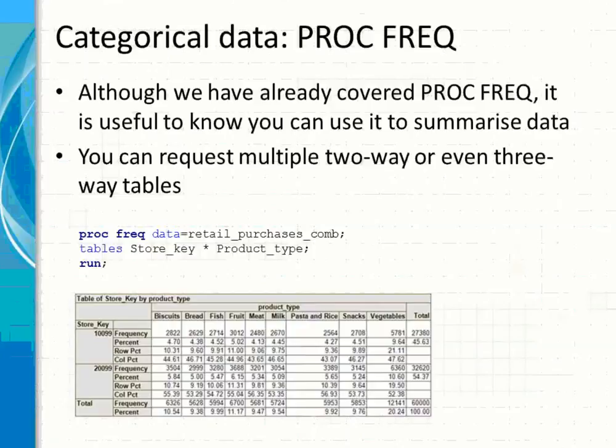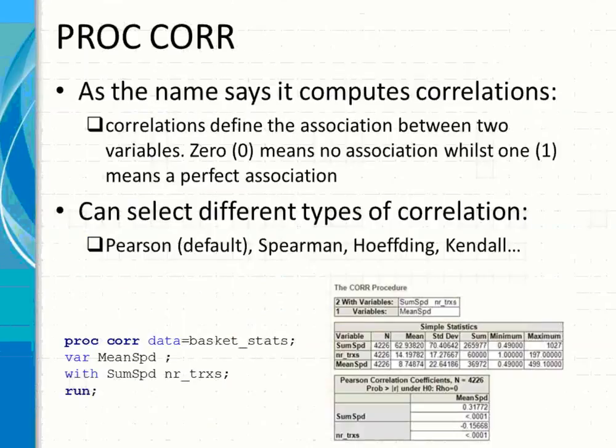Proc corr, as the name says, basically computes correlations. Now, if you don't know what a correlation is, don't worry, but it's just basically a way to specify the degree of association between two variables. So zero correlation means no association between those variables, whilst 1 means a very strong or almost perfect association. Okay, linear association.